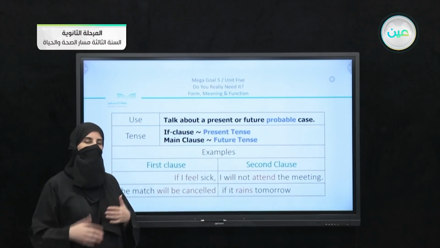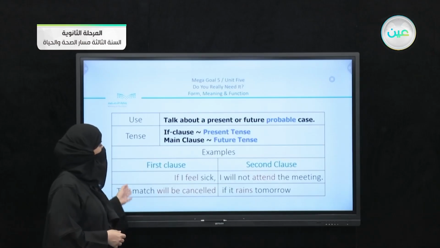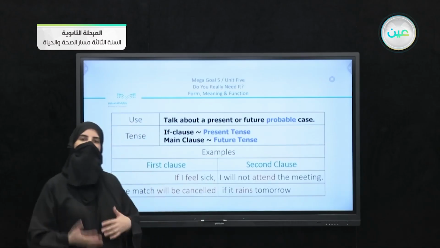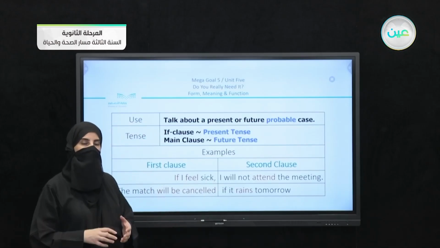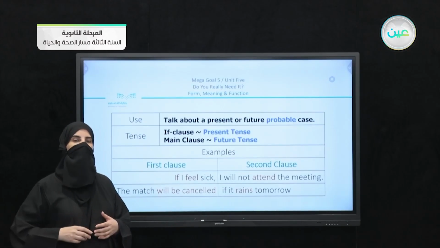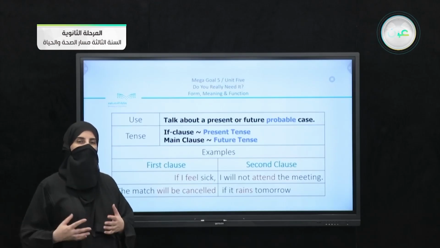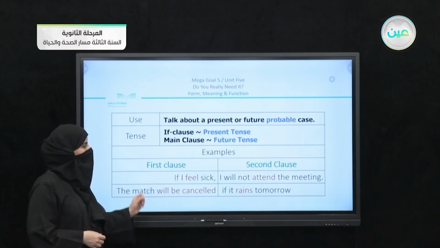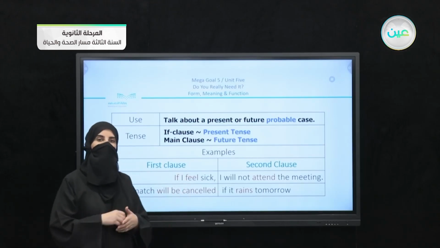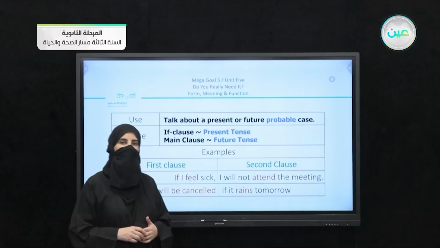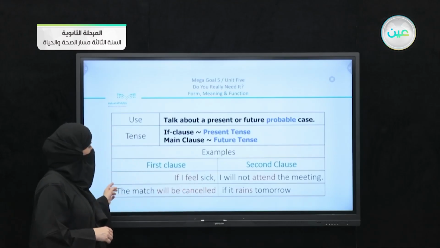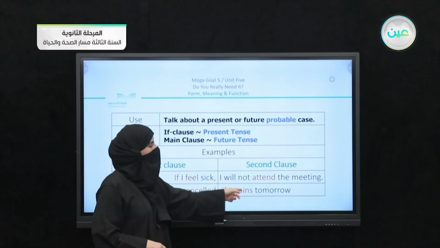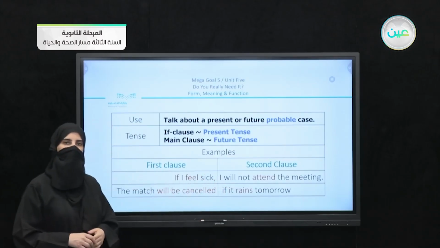And the other example is the same as well. We have here, the match will be canceled if it rains tomorrow. So we just rearrange the sentence. We have here if in the middle of the sentence. And I remind you that the comma follows the same idea as we have in the adverb clauses. If if is at the beginning of the sentence, you do have your comma, but if it is in the middle, you do not need the comma. So we can see that the match will be canceled is the main clause, and we have here if it rains, simple present in the if clause.